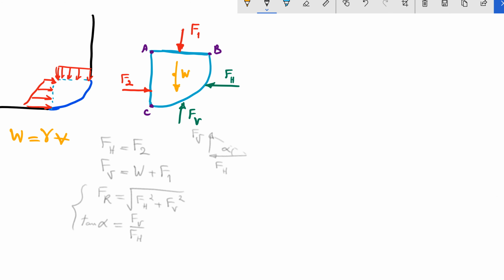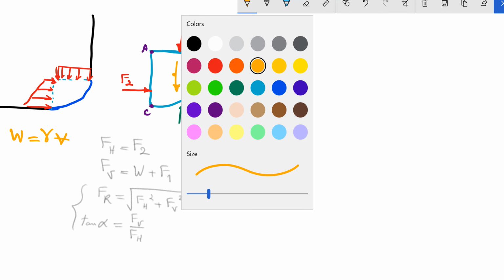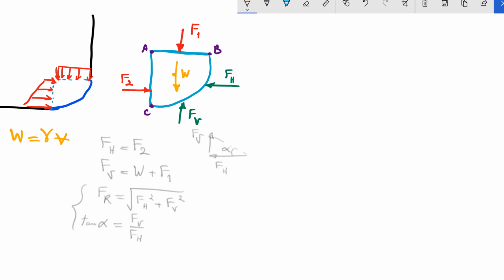Okay, how can we find the position of Fr? First of all, we have the vertical position. Okay, let me select a color. The vertical position for Fh must be equal to the vertical position of F2. So I'm calling this YH. Why? Because if the vertical positions of F2 and Fh weren't equal, they would create a moment and we wouldn't have equilibrium. So they must be at the same level.